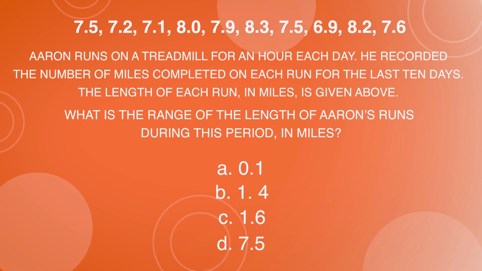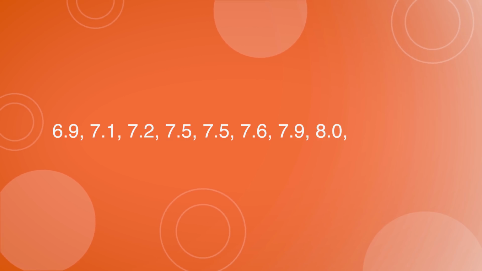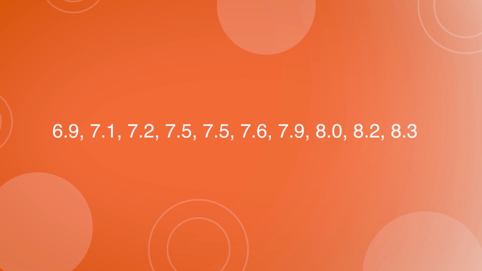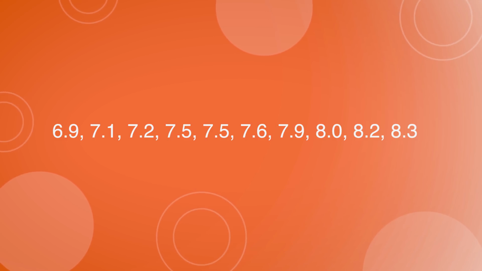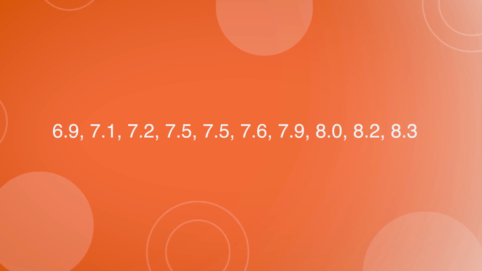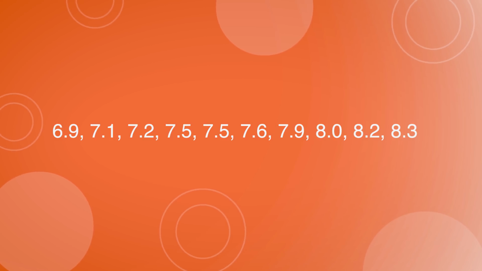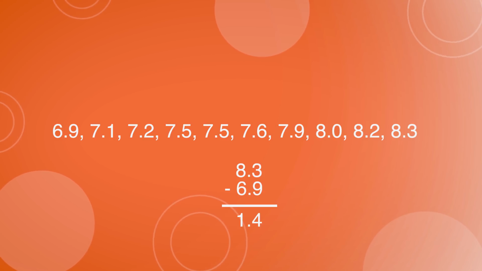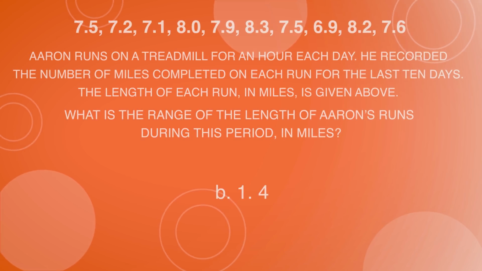To find the range of the length of Aaron's runs, one strategy would be to order the list of the lengths given from least to greatest. The ordered list is 6.9 all the way to 8.3, 6.9 being the least and 8.3 being the most. From this list, it is clear that Aaron's shortest run was 6.9 miles and his longest run was 8.3 miles. The range of a data set is the difference between the highest and lowest values of the set. So 8.3 minus 6.9 is calculated to get 1.4, the range of the lengths of Aaron's run for this 10-day time period.